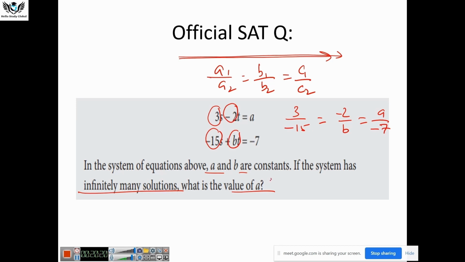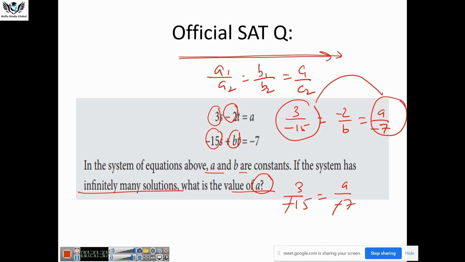What are they asking? They are asking the value of a, right? So we can equate these two. We can equate first and third. So 3 by minus 15 would be equal to a by minus 7. Minus minus gets cancelled, and 3 5s are 15. So it would give you a is equal to 7 by 5. Simple. So a would be equal to 7 by 5.